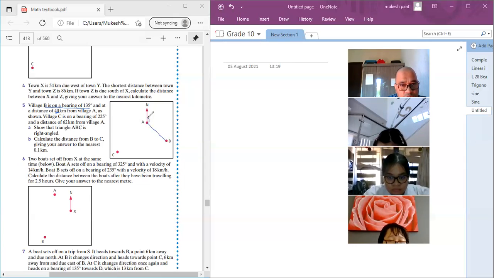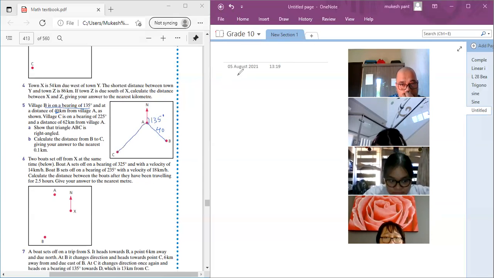So this is 135 degrees. Okay, Khalila, we have joined A and B, and this bearing is given. This is north. And the distance is 40 kilometers, as you can see. Now, village C is on a bearing of 225. So now join C and A.